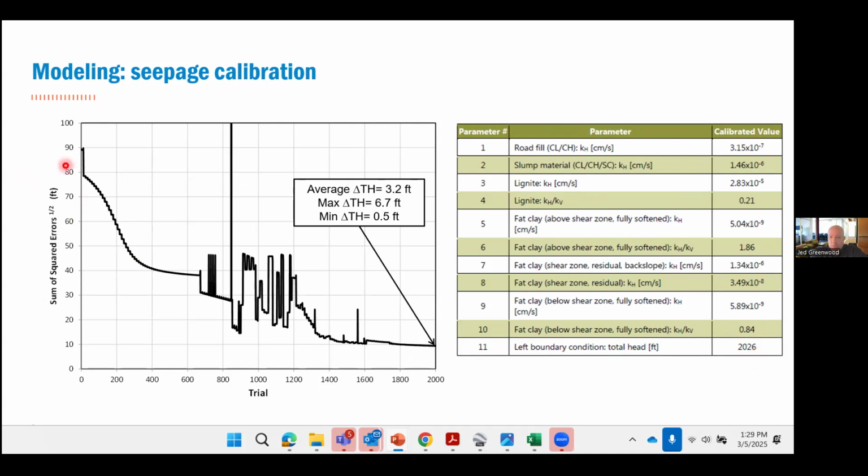And this is just showing, kind of zoomed in, the process that was going on. So our average error in total head between measured and computed was 3.2 feet. Seems reasonable to me. Our minimum was 0.5 foot. Our maximum was 6.7 feet.